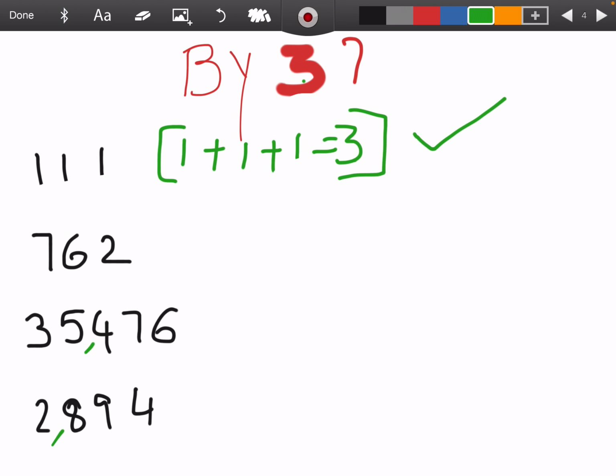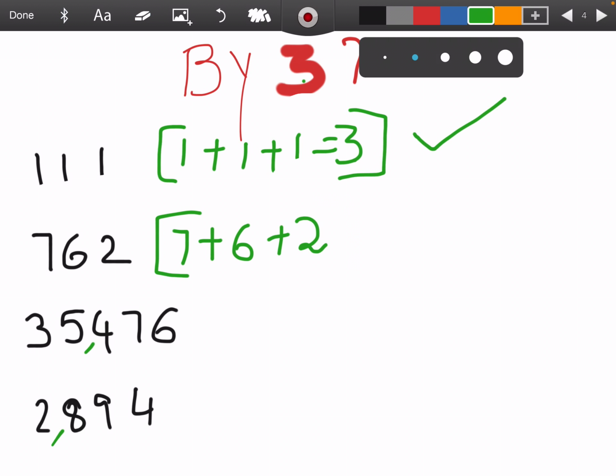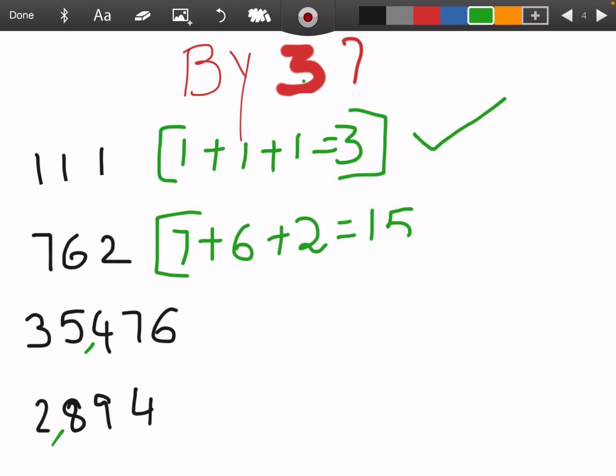The next example, 762. 7 plus 6 plus 2. I need to add the sum of all the digits, which is nothing but 7 plus 6 is 13, plus 2 is 15. So because the sum of the digits in 762 is divisible by 3, the whole number 762 is divisible by 3. Let's do the next number.